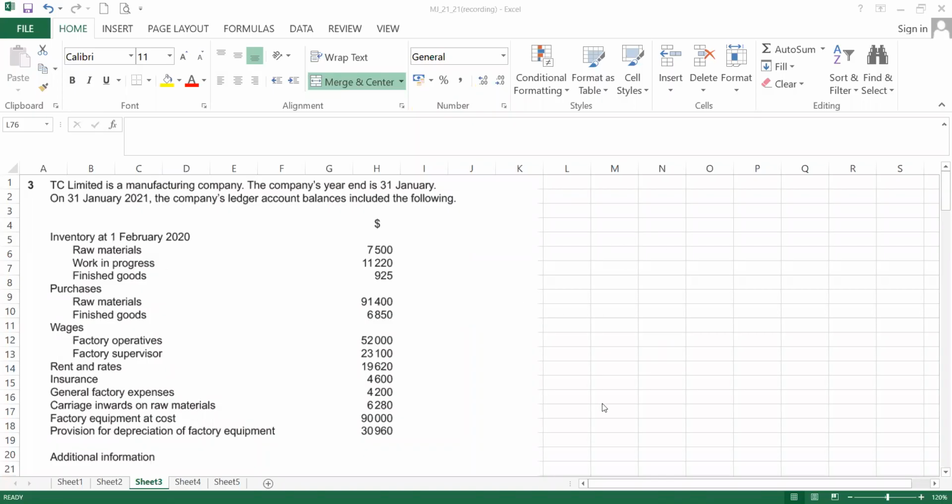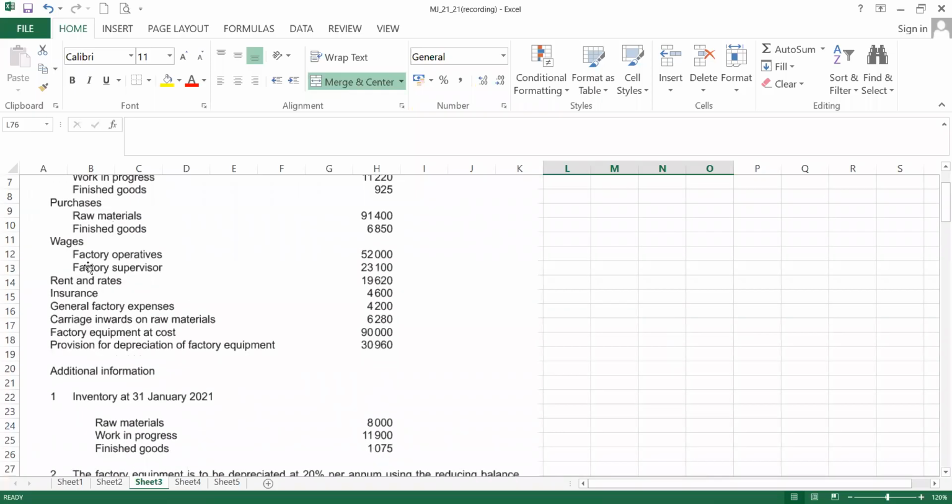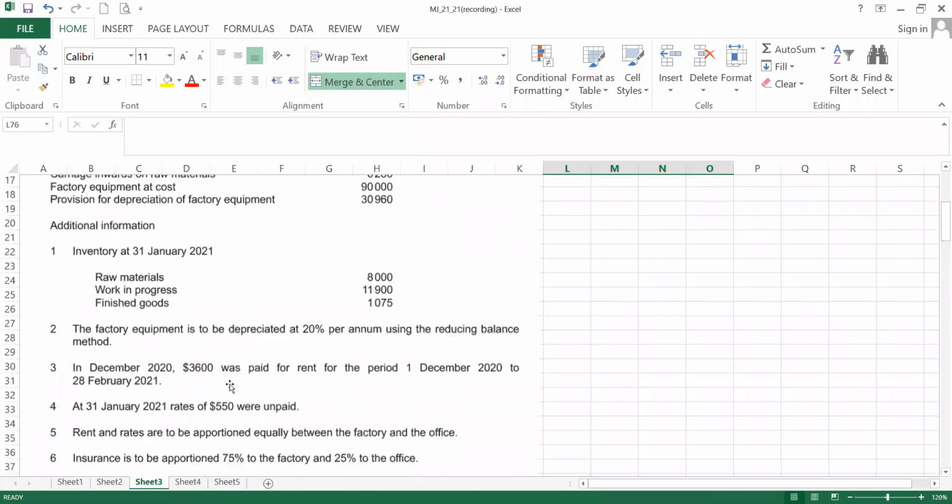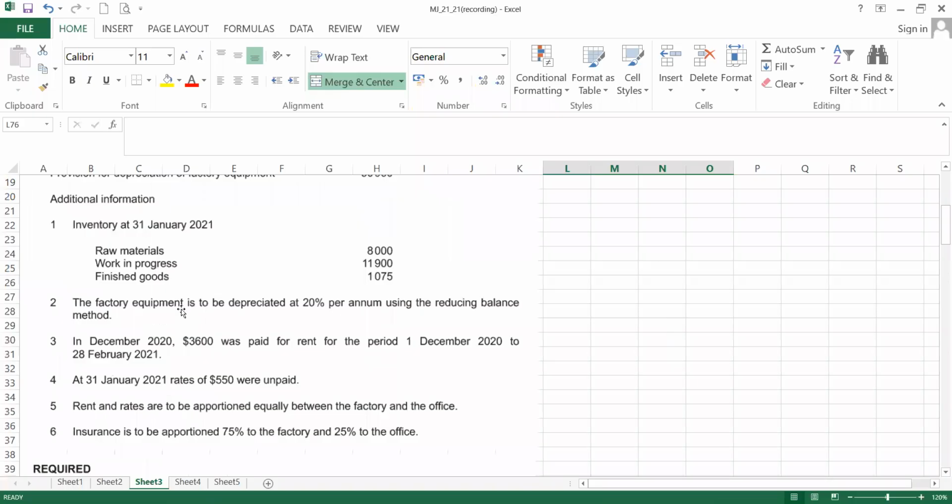Third question for the paper, May-June 2021, paper 21. TC Limited is a manufacturing company. I mean, this question should be related to the manufacturing account. So this is a manufacturing account pattern, the format. Okay, let's see what are the additional information. Then we do the adjustment accordingly.